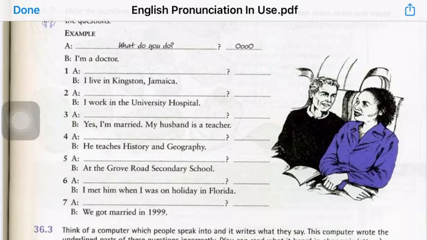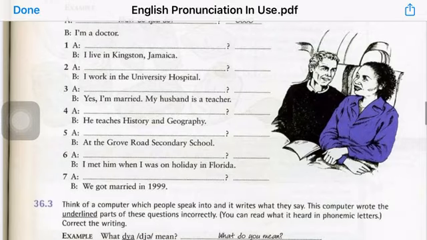Number 6, we have I met him when I was on holiday in Florida. That sentence would be an answer for a question like, where did you meet him? And this question would have the stress pattern: strong, weak, weak, strong, weak.